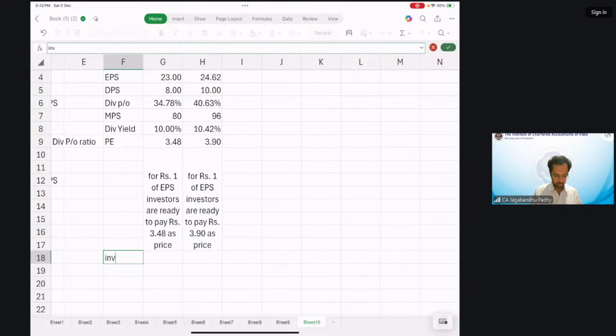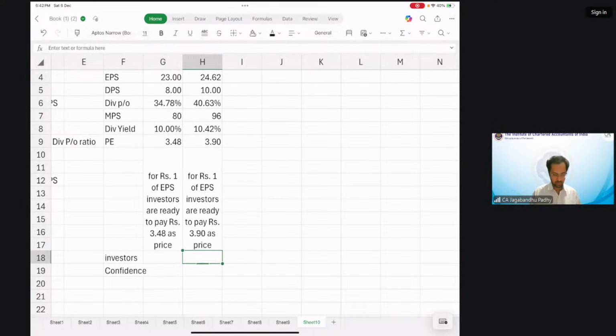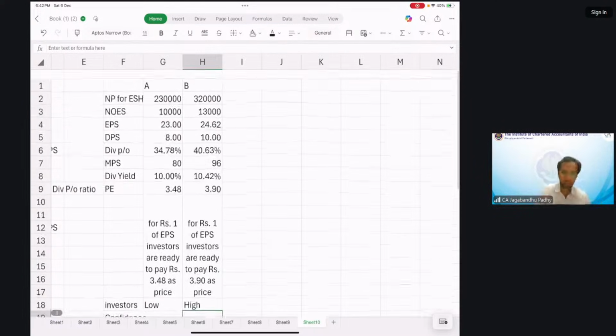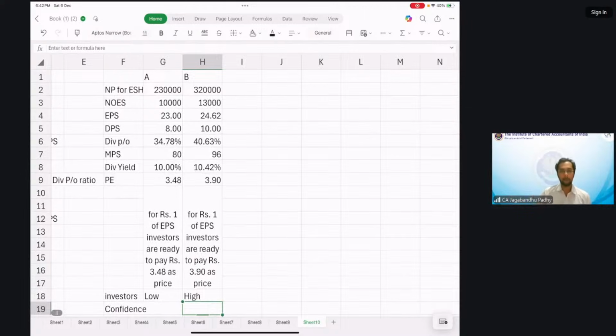So investors' confidence here is of course low, and here we have this as high. So investors' confidence is high in case of company B. So higher the PE ratio, greater is going to be the investors' confidence, guys. Are we good till now, everyone? Yes. Are we all good?